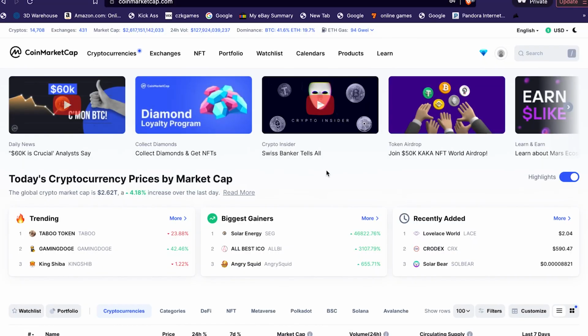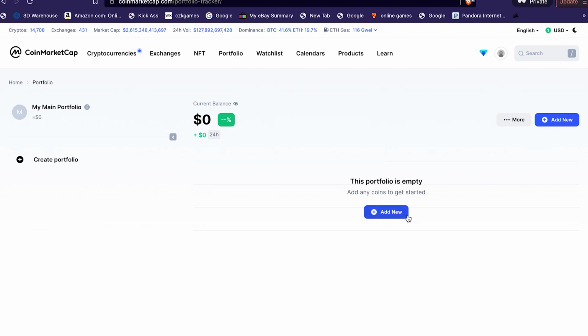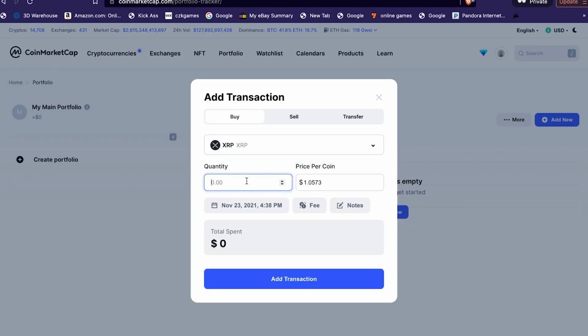Okay guys, so we're here at the computer right now. Let's go ahead and dive in. So once you're here at CoinMarketCap.com, all you gotta do is just sign up, make a quick account with your email, and then once you've done that, you head over to Portfolio. And let's say that you just made an XRP purchase on Uphold. So let's go ahead and add some XRP to our portfolio. We went ahead and bought, say, 100 XRP. And the current price of the coin is $1.05.